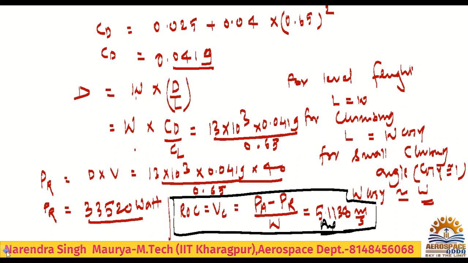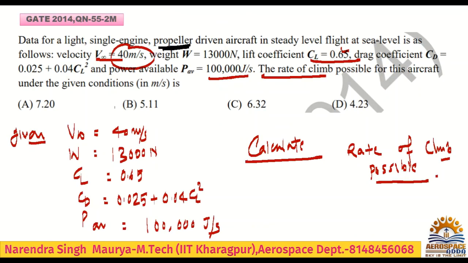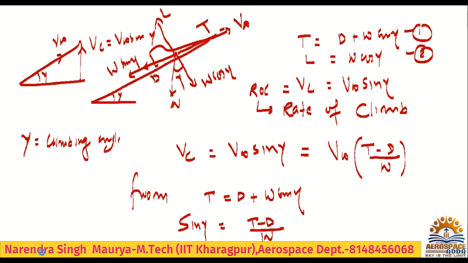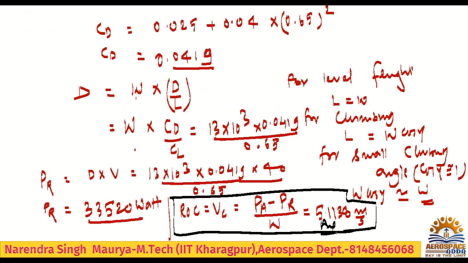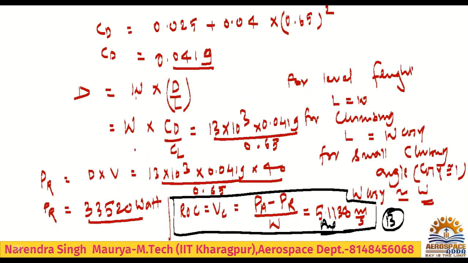Check, this is the fill in the blank or option is given 5.11. Check 5.11. See, this is the correct answer. Option B. Yes or no? I hope you all understand this. So I hope today the 2014 GATE problems I have solved here, whatever I have solved, I hope you all understand.